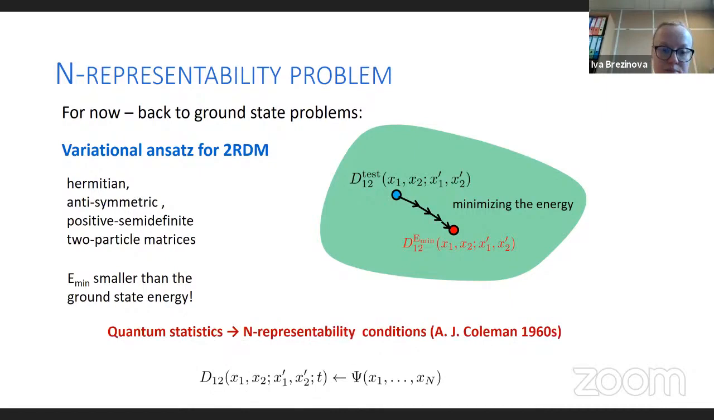These conditions that I have mentioned before, Hermitian, antisymmetric, positive semi-definite, are not enough to guarantee the correct quantum statistics. That is, to guarantee that we have probed only the two-particle reduced density matrices to which actually a fermionic wave function belongs.